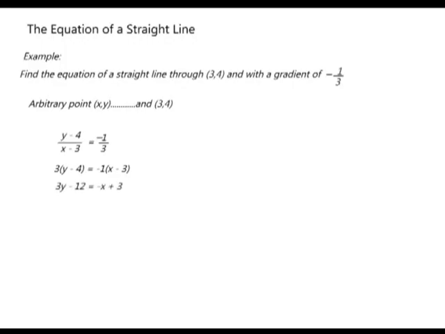3y minus 12 is equal to minus x minus 1 times minus 3 is plus 3. So we get 3y is equal to minus x plus 15. Dividing everything by 3, we shall get y is equal to minus x over 3 plus 5, or y is equal to minus a third x plus 5.